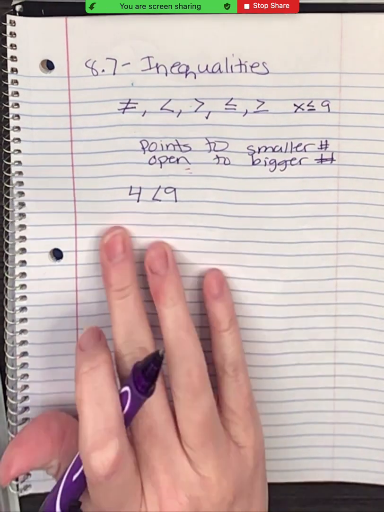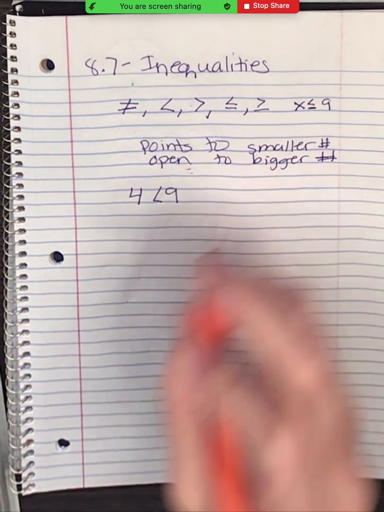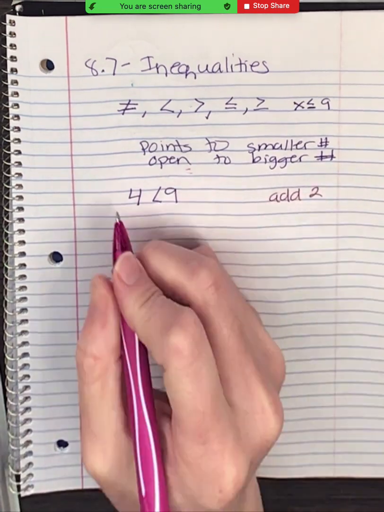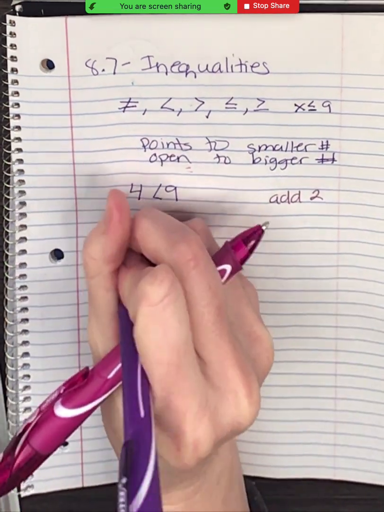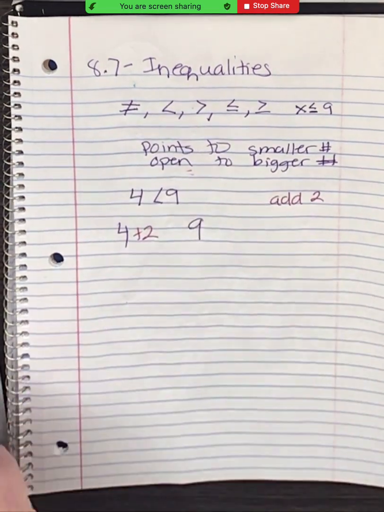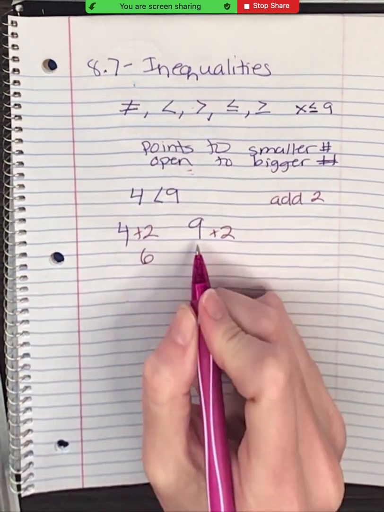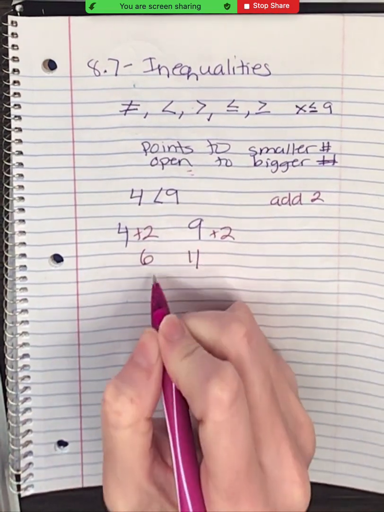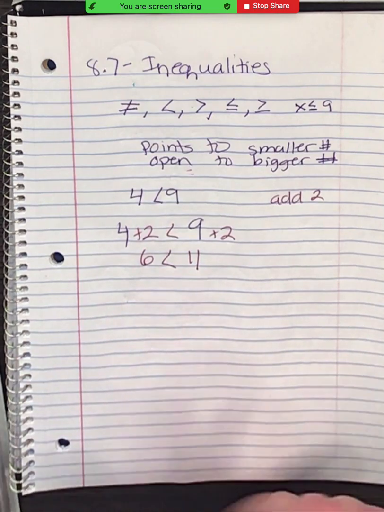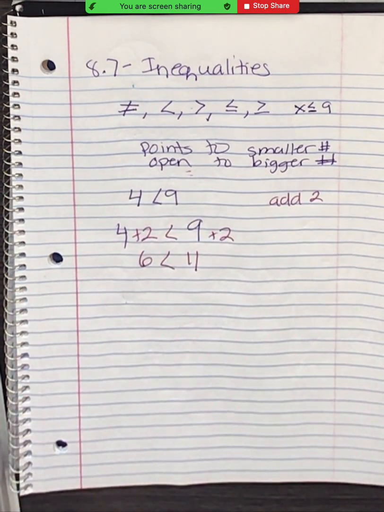So if I look at this inequality, and I add 2 to both sides. So I get 4 plus 2, and I get 9 plus 2. That turns out to be 6, and 9 plus 2 is 11. That is still true, okay? So 6 is still less than 11. So we have these same properties, okay, when solving inequalities.